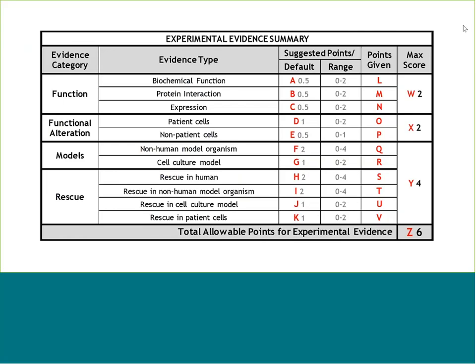The first thing I wanted to show is this table, which of course is in the gene curation SOP, just as a reminder of the different categories under which we collect experimental evidence, with this experimental evidence supporting the role of the gene in the disease. Broadly, the categories are function, which includes biochemical function, protein interaction and expression, and then functional alteration in patient cells and non-patient cells. We also collect information on models, including non-human animal model organisms or a cell culture model, and then rescue, which can be a rescue in human, non-human model, cell culture, or patient cells.